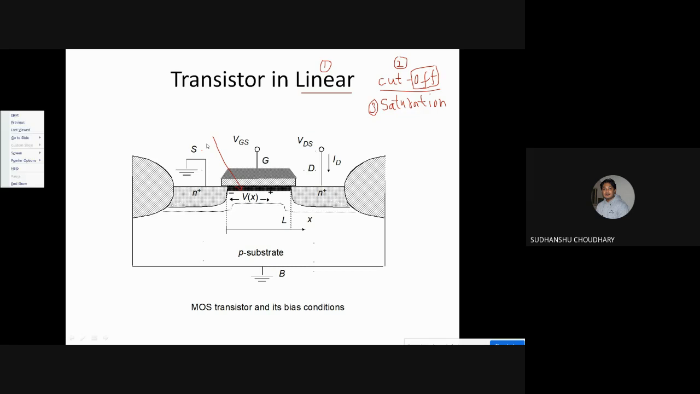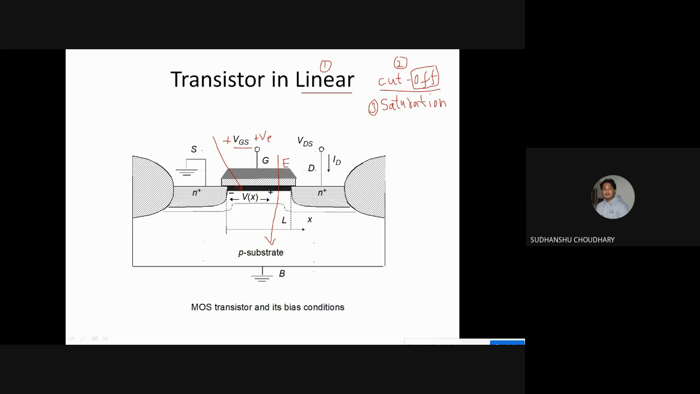Now the other region of operation is the linear region. In the linear region, you apply some gate bias VGS, which is positive, and because of this positive bias, the channel is created. How is the channel created? You apply some positive VGS between gate and source. Applying positive VGS means the electric field direction is transverse, that is, from the gate to bulk.